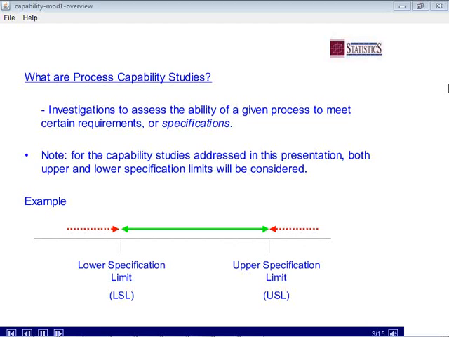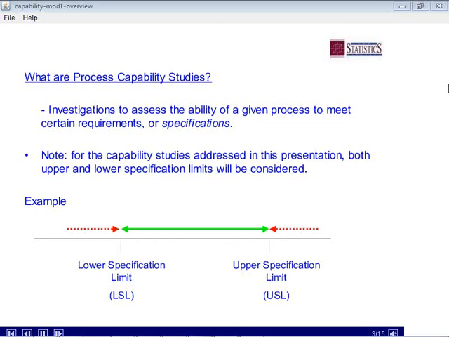So what are process capability studies? Well, in essence, going to the very core of the argument, these are investigations where we're trying to assess the ability of a given process to meet certain requirements, or we're going to call them specifications. Now, for capability studies that are going to be addressed in this presentation, I'm going to regard a situation where there are both upper and lower specification limits.